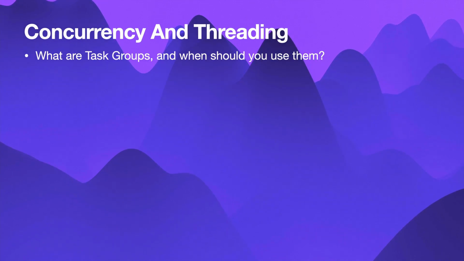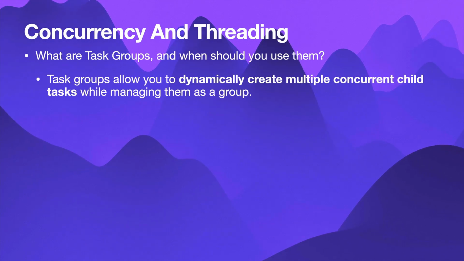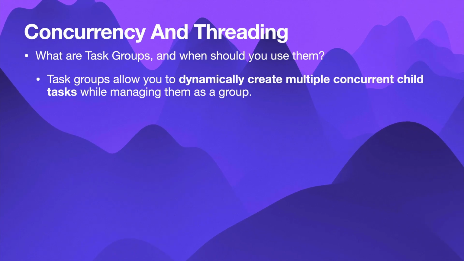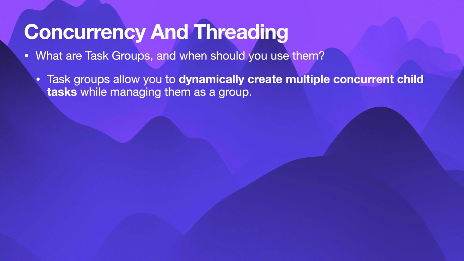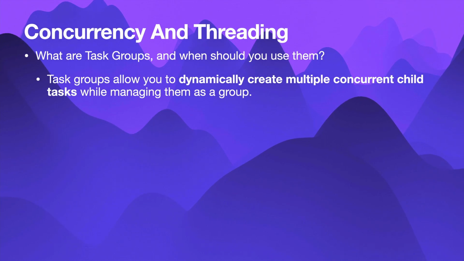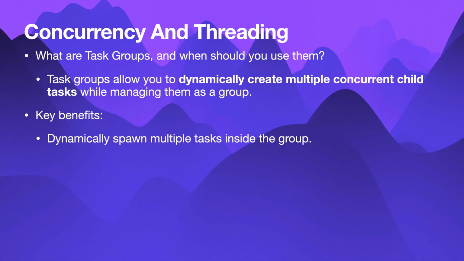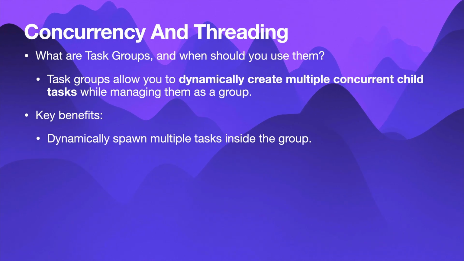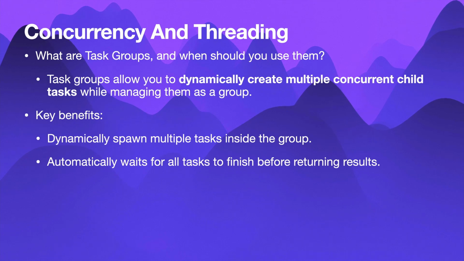What are task groups and when should you use them? So this is another big feature in Swift concurrency. Task groups allow you to dynamically create multiple concurrent child tasks while managing them as a group. This is also something I use very often, and it overall reduces the amount of runtime necessary to complete a group of tasks. Key benefits: dynamically spawn multiple tasks inside the group, so you can create multiple tasks at the same time within a task group, and they will execute asynchronously. Automatically waits for all tasks to finish before returning the results.